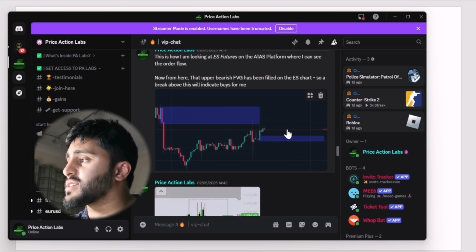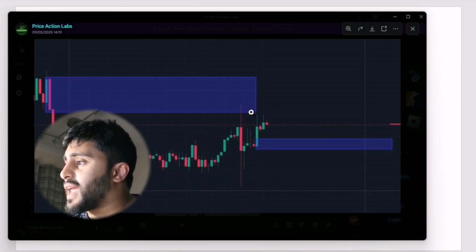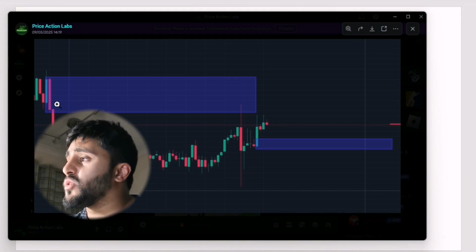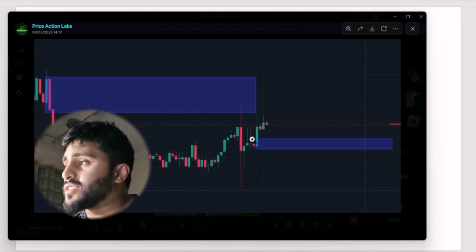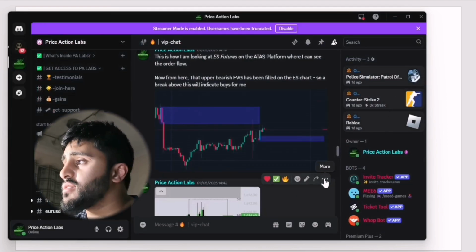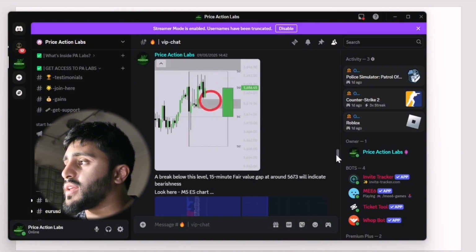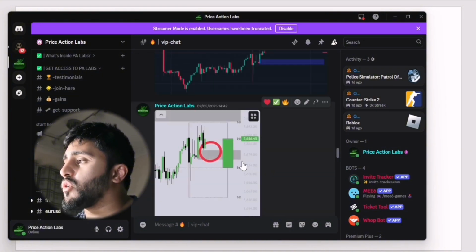So if we go to the 15-minute time frame, let's actually look at it on the ATAS platform, right? On the ATAS platform, I'm looking for the bearish upper fair value gap and the 15-minute fair value gap down here. As you can see, price respects this 15-minute fair value gap resting over here in this region. And we also had a 15-minute fair value gap over here.